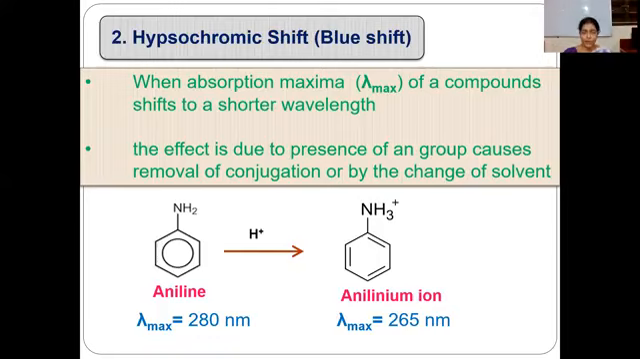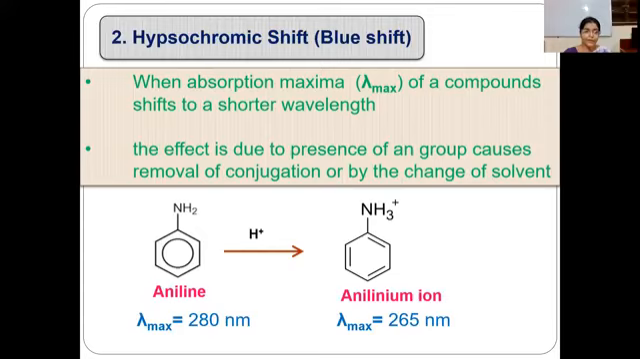Second is hypsochromic shift or blue shift. Hypsochromic shift is opposite to the bathochromic shift. When absorption maxima or value of lambda max for a particular compound shifted towards the lower value of wavelength or shorter wavelength, then it is known as hypsochromic shift. In visible spectroscopy, since blue color is present on the low wavelength value, that's why it is known as blue shift. Again, the reason of the hypsochromic shift can be the presence of oxochrome or change of the solvent.